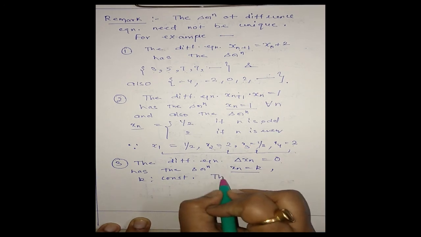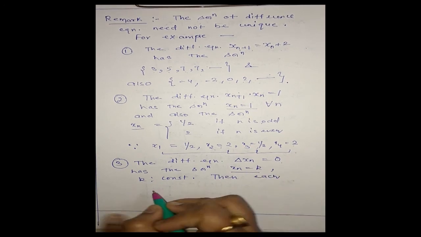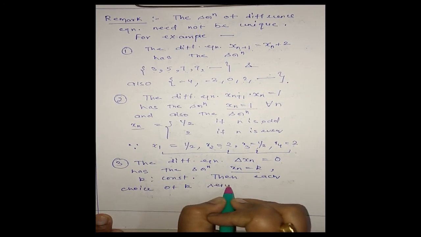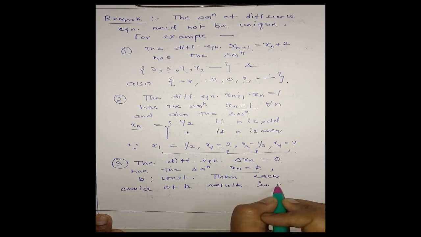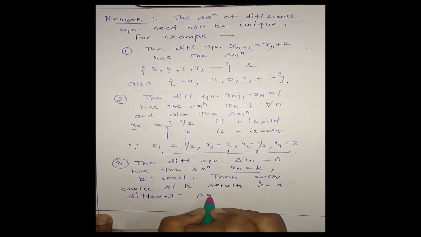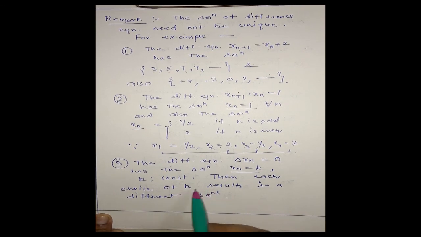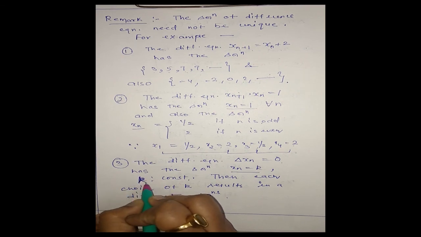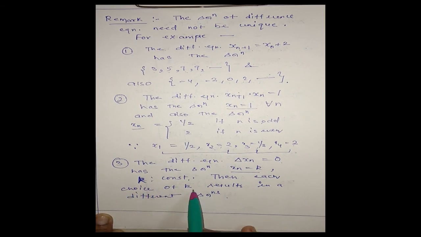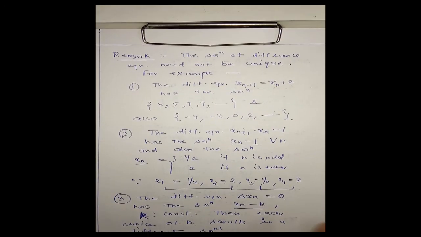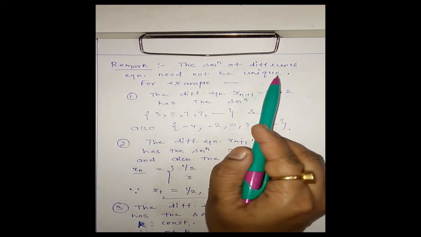Okay. Then each choice of k results in a different solution. So we have a solution for every constant. K may take any value, it is a constant. So for each choice of k, we have a different solution. Clear? So here we have many solutions of this difference equation. So the solution of difference equation need not be unique.